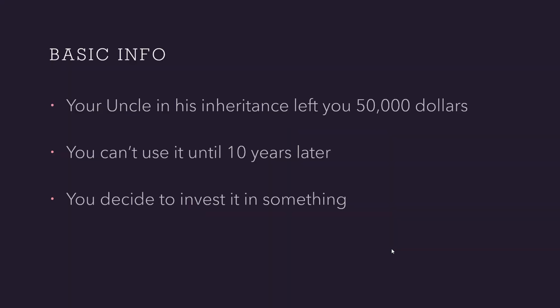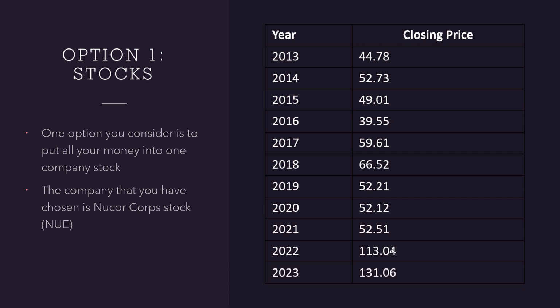Some basic info you need to know for this PowerPoint is that your uncle died and his inheritance left you $50,000. You can't use it for 10 years, so you decide to invest it in something, whether it's a rental property or a stock, invest it in something.